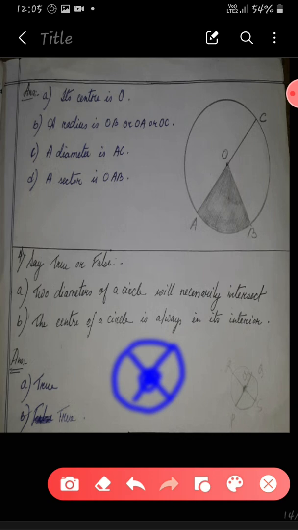So this is the end of exercise 4.6 and of chapter 4 also. Hope you have understood it well. Thank you and have a nice day.